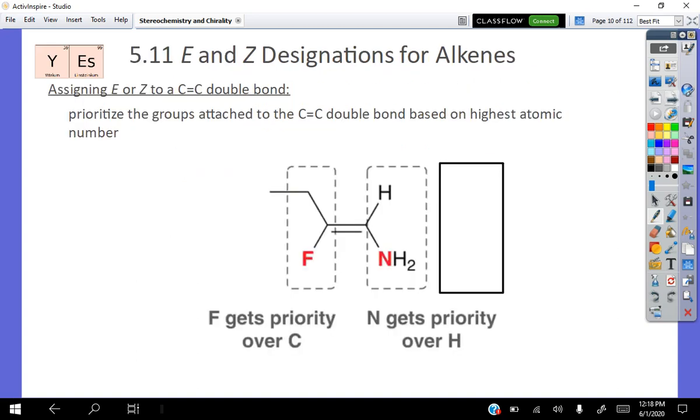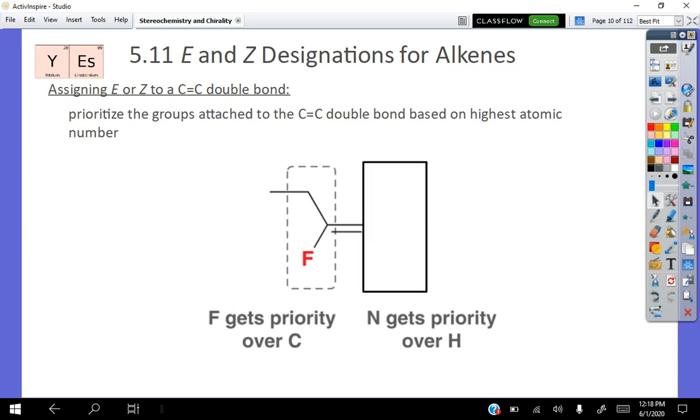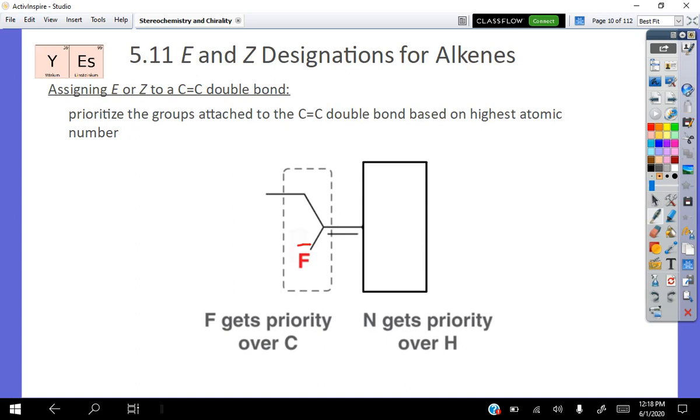So in order to assign an E and Z system, we need to look at each half of the double bond. So on the left side, I'm going to compare F, which is directly attached to this carbon, and I'm going to compare the first attachment here, which is a C. So I'm comparing F and C, and I'm going to compare their atomic numbers. So on the periodic table, carbon has an atomic number of 6, and F has an atomic number of 9. The one that is highest gets the highest priority. So I'm going to put a star next to that.